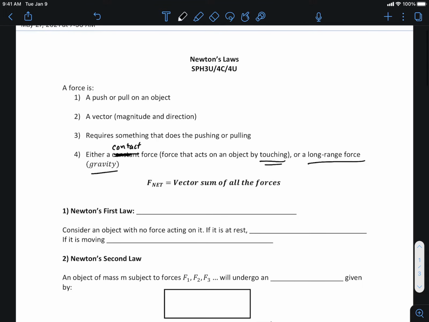And then we saw that Newton's first law was the law of inertia, right? Which basically says an object in motion will want to stay in motion, okay? And an object at rest will want to stay at rest, okay? So consider an object with no force acting on it. If it's at rest, it will remain at rest. And if it's moving, it will continue to move.